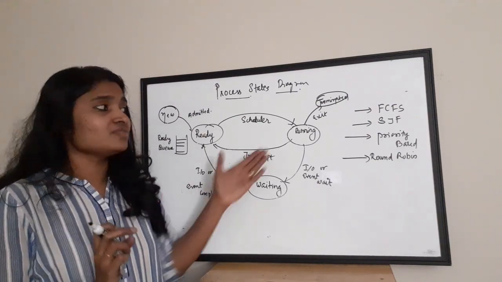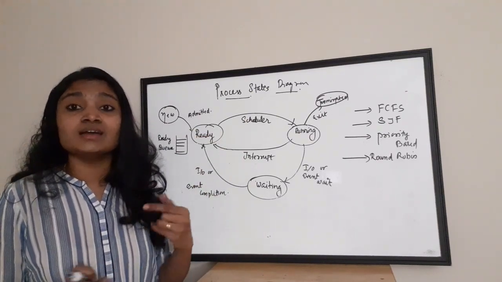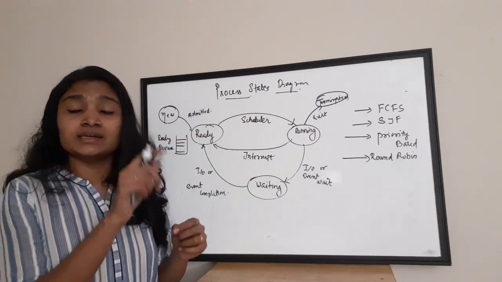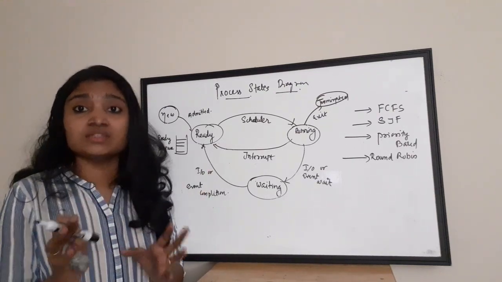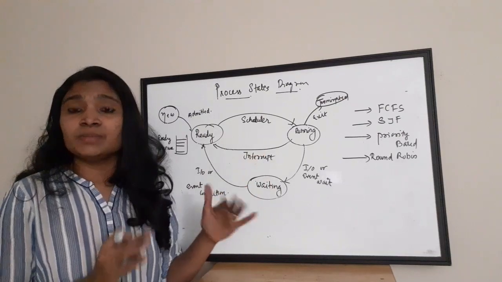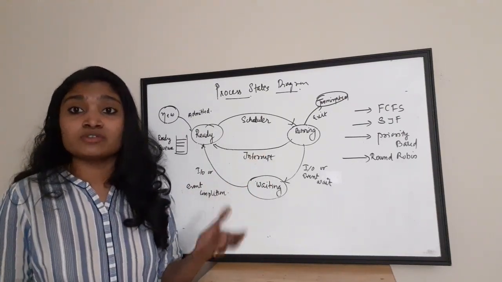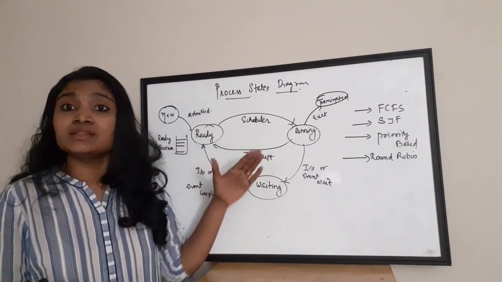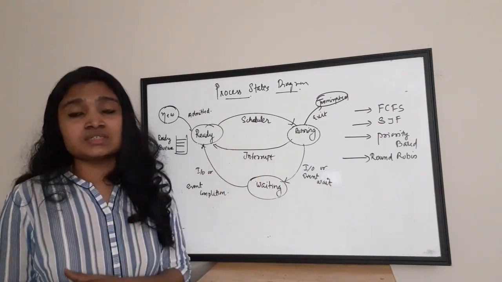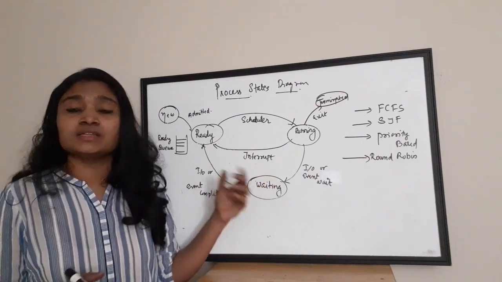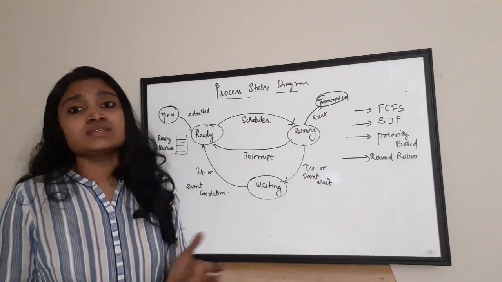Okay, so these are the various states in the process state diagram. When we click on the icon to run a program, and when we close the program, all these steps are happening in those moments. We are not aware of these steps, but all these things are happening in the background. The scheduler schedules various processes, the process waits, then gets executed, then it is terminated.